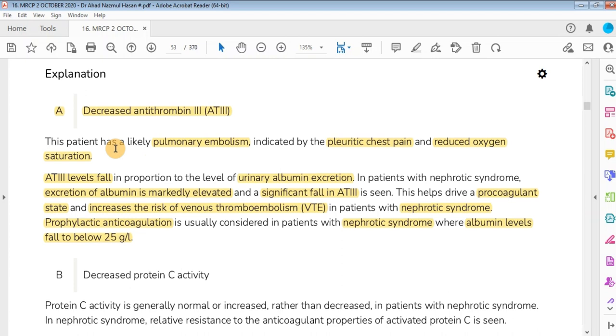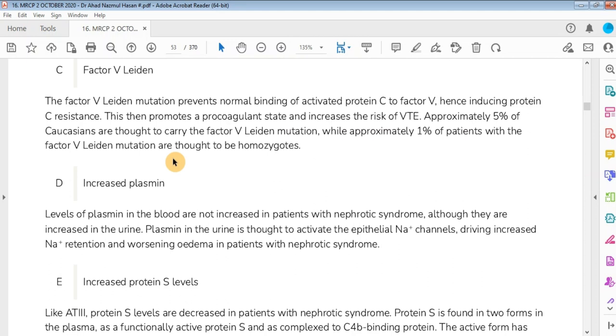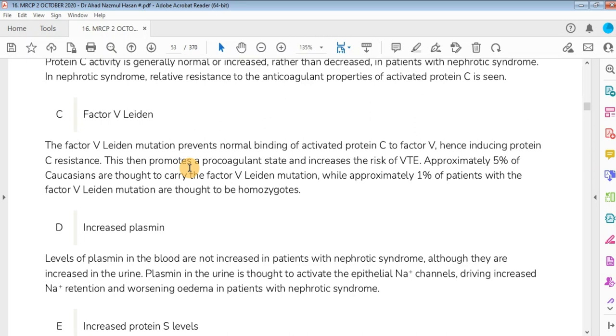This patient likely has pulmonary embolism, indicated by pleuritic chest pain and reduced oxygen saturation. Antithrombin 3 level falls in proportion to the level of urinary albumin excretion. In patients with nephrotic syndrome, excretion of albumin is markedly elevated and a significant fall in antithrombin 3 is seen. This helps drive up a procoagulant state and increases the risk of venous thromboembolism in patients with nephrotic syndrome. Prophylactic anticoagulation is usually considered in patients with nephrotic syndrome when the albumin level falls below 25 gram per liter. And factor 5 Leiden mutation or protein C mutation is the most common cause of the inherited disorder, inherited bleeding disorder.